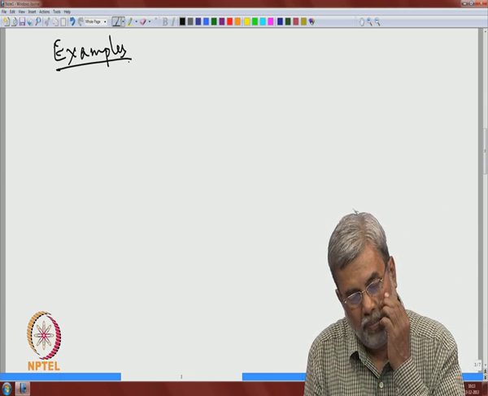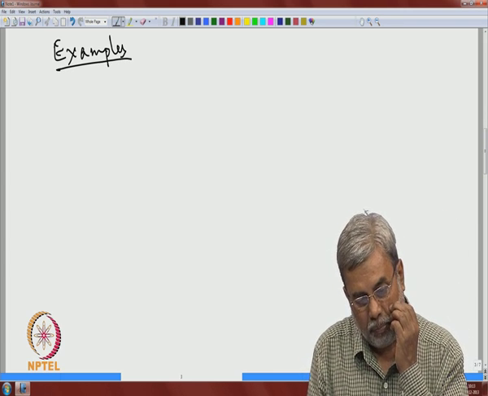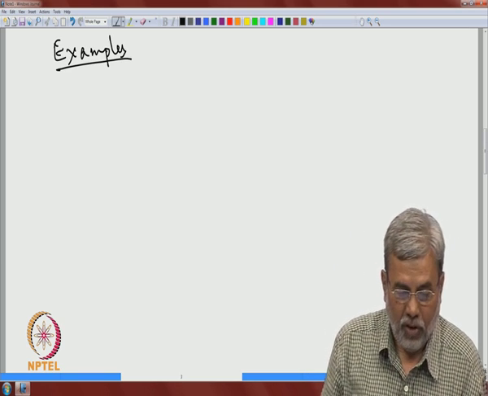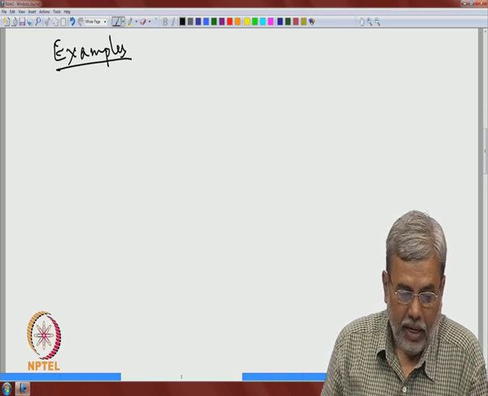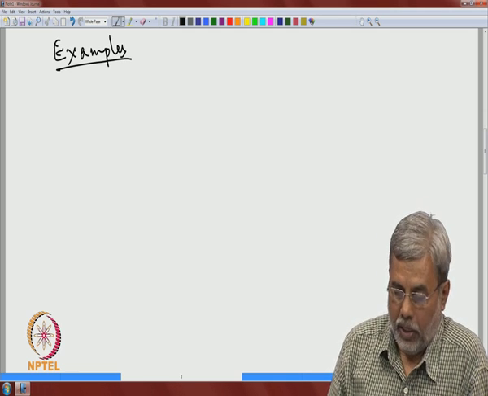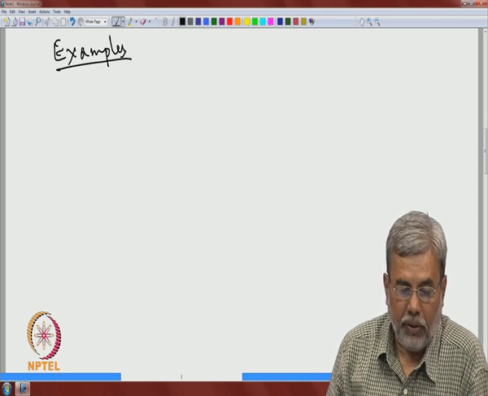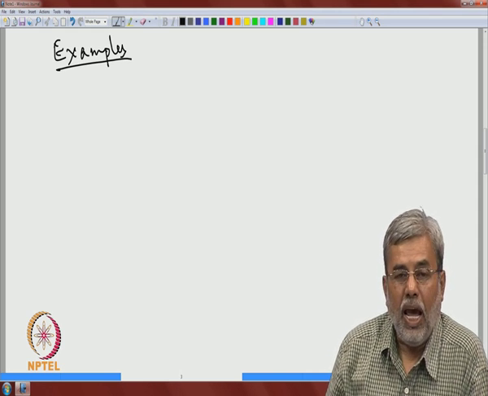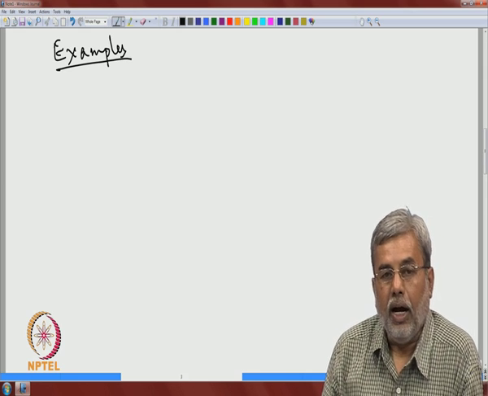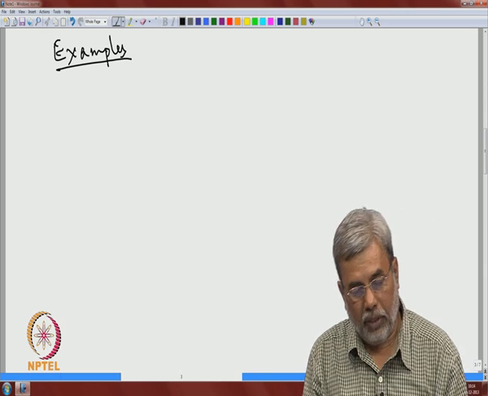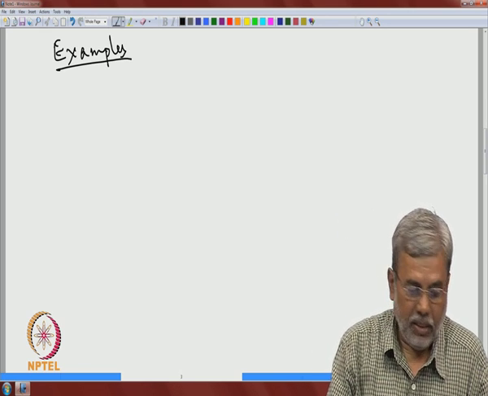Before going to examples, let me stress again that it is not always guaranteed that this quadratic form will be enough to judge the stability or instability of a given system. One may have to go to higher degree polynomials. That we will see in some examples.